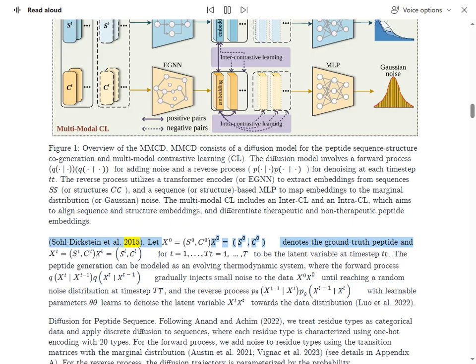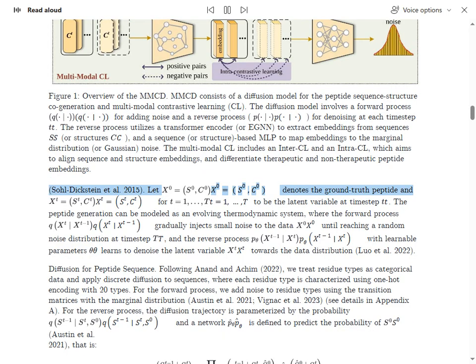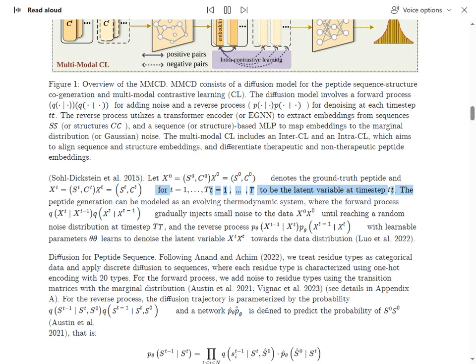Let X^0 = (S^0, C^0) denote the ground truth peptide, and X^t = (S^t, C^t), for t = 1 to T, be the latent variable at time step t.